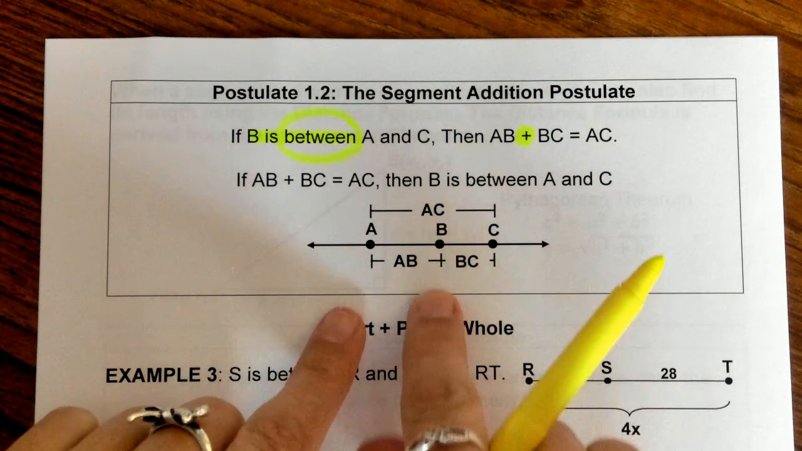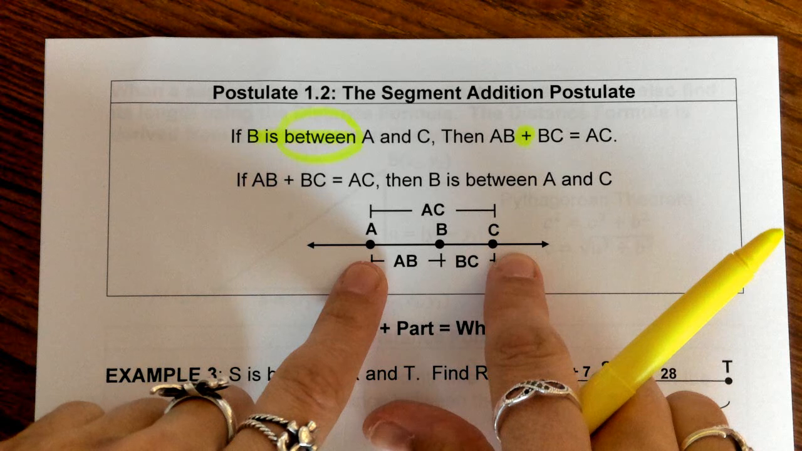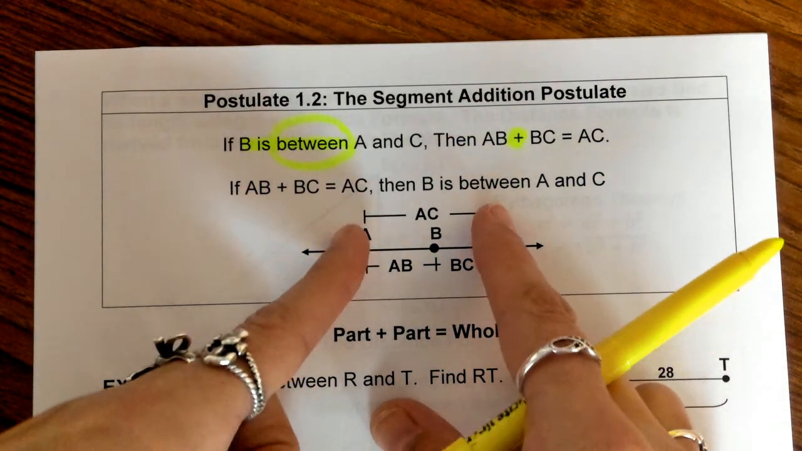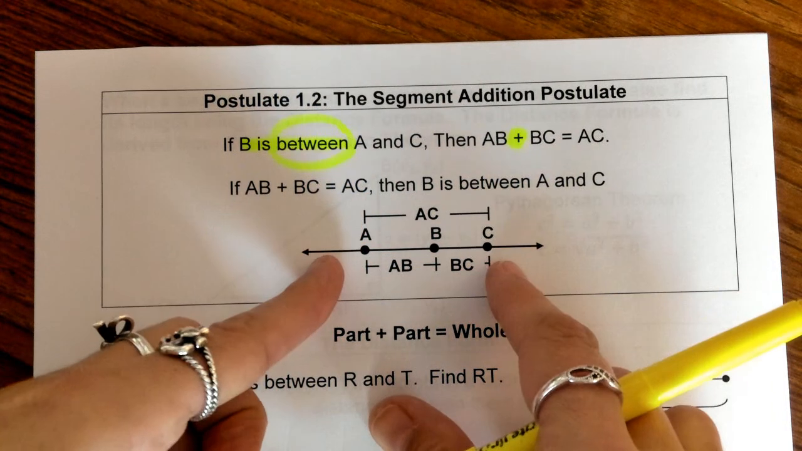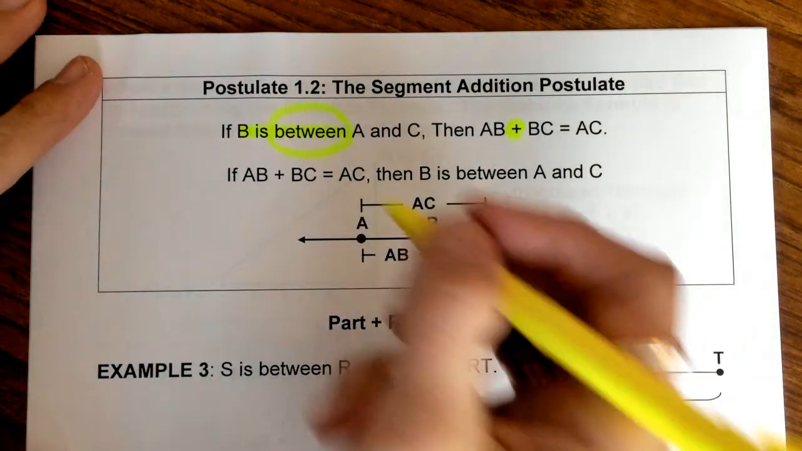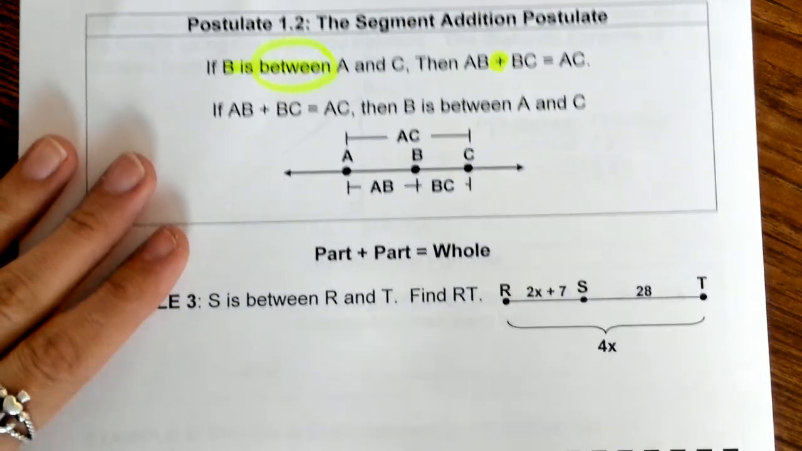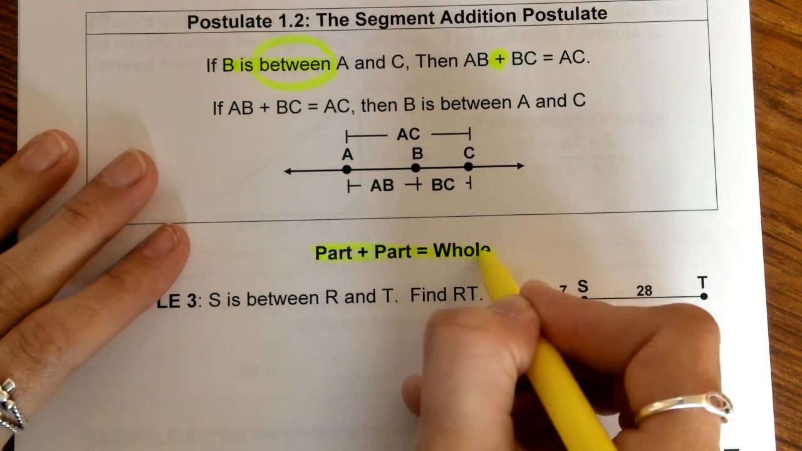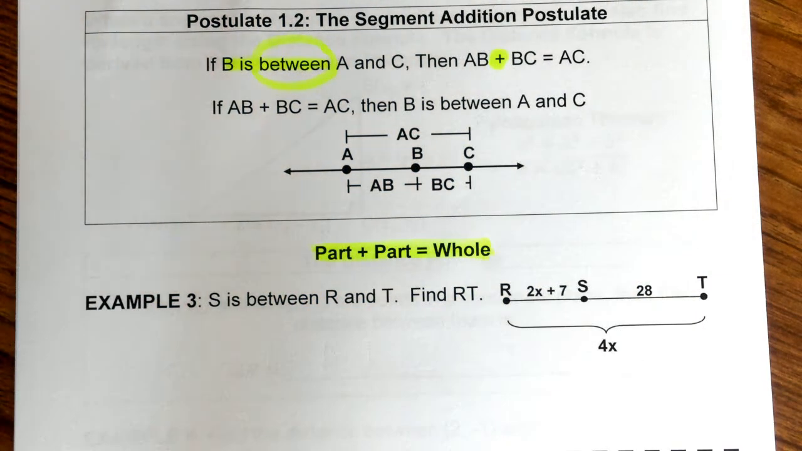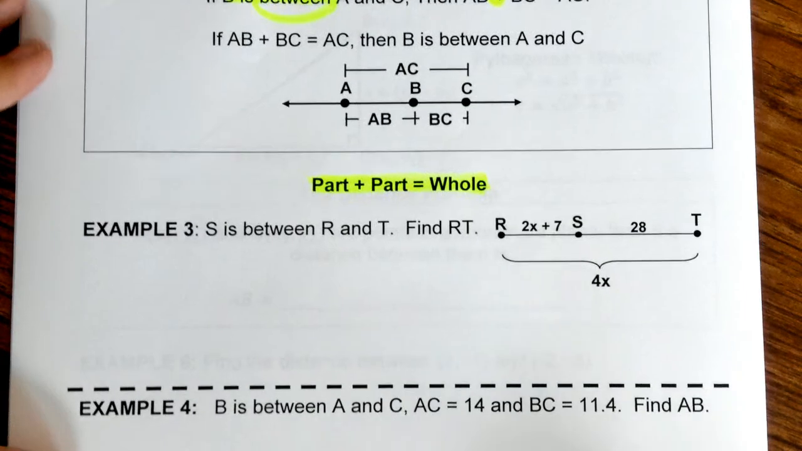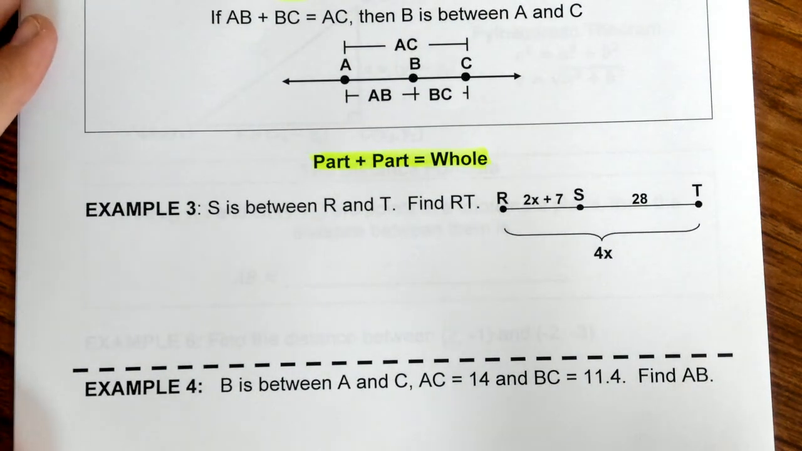So if B is between A and C, then from A to B plus B to C is going to equal AC. And same thing, if you find out they add together, then it's between. But the big thing right here is this: part plus part equals whole. You'll see me writing P's and H, or P's and W's. So we're going to jump right into the algebra here.